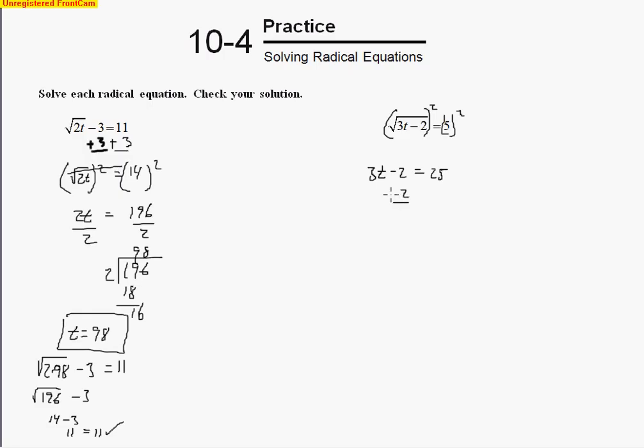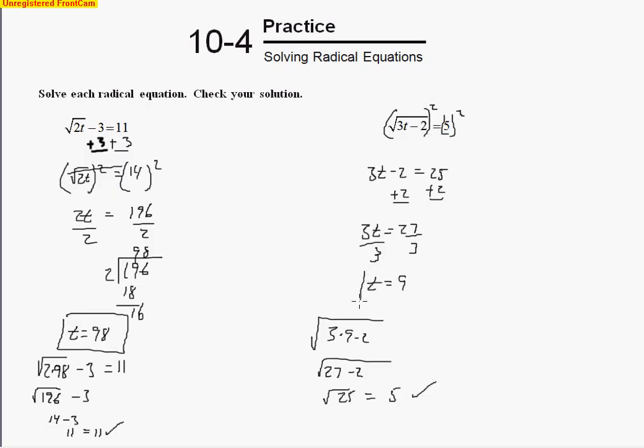So from this point, I just add the 2 to both sides. That leaves me with 3t equals 27, and then I divide by 3. And so when I do that division, I'm left with t equals 9. So I go ahead and substitute that back in just to check my answer, see if I did it right. So 3 times 9 minus 2. So that makes 27 minus 2 makes 25. And the square root of 25 is 5.